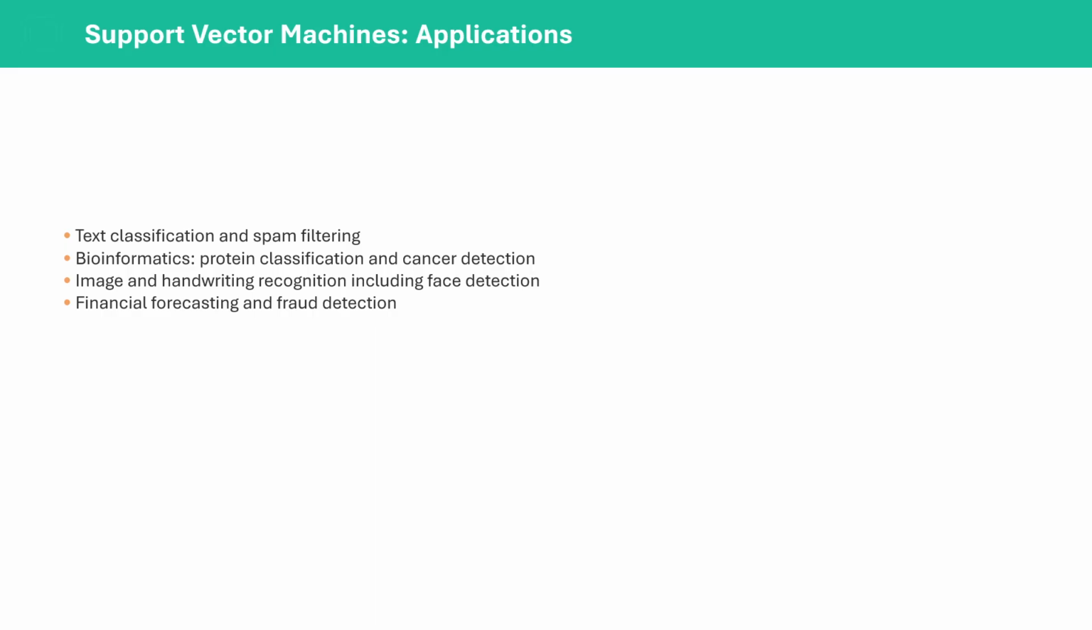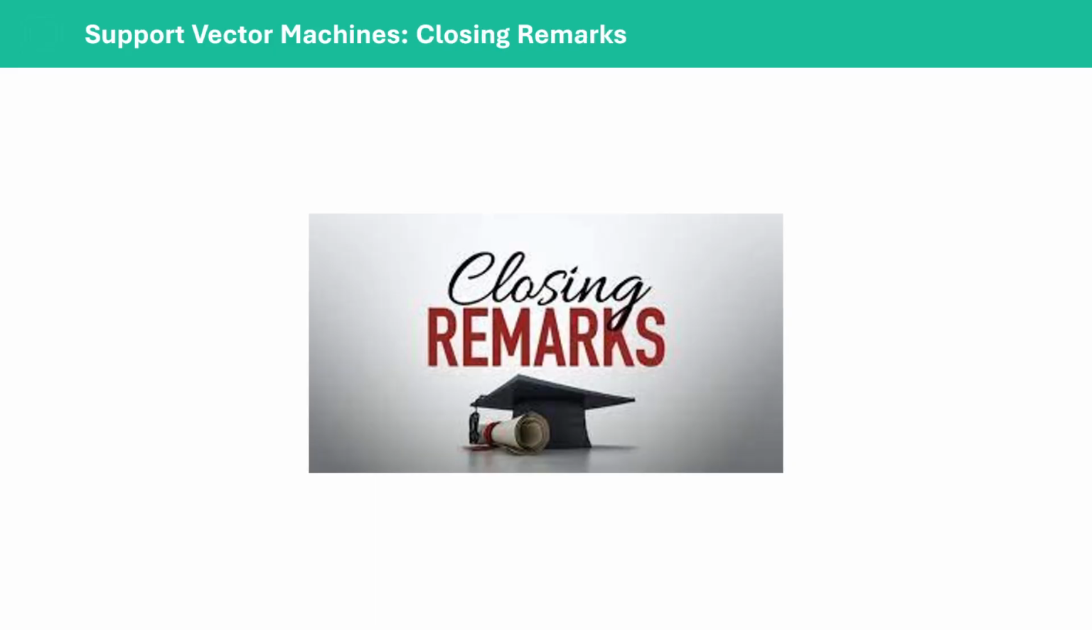And here's the key insight. Support vector machine is strongest when the boundary matters more than distribution. When you care about classification precision, support vector machine becomes extremely attractive. And those are the applications of support vector machine. So let's close this presentation.